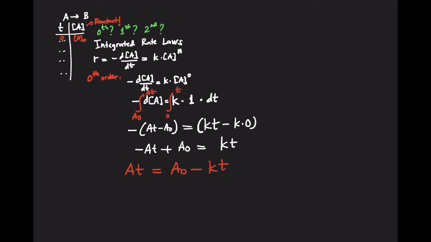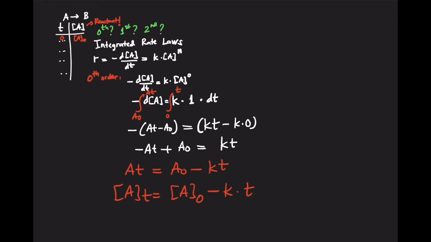Don't forget the A here actually is the molarity. So let me fix that. Molarity of A at a certain time equals molarity of A in the beginning, or A0, minus the constant times the time.